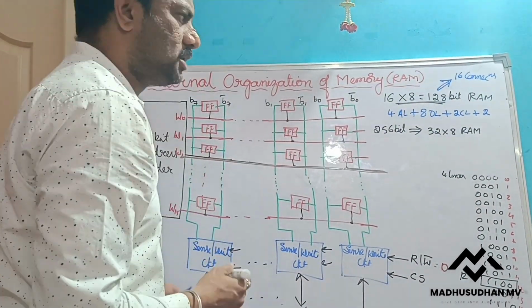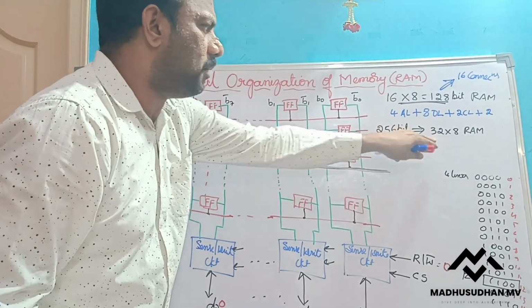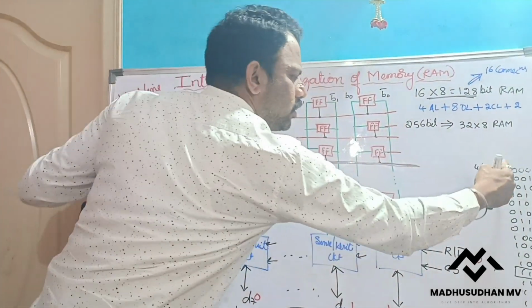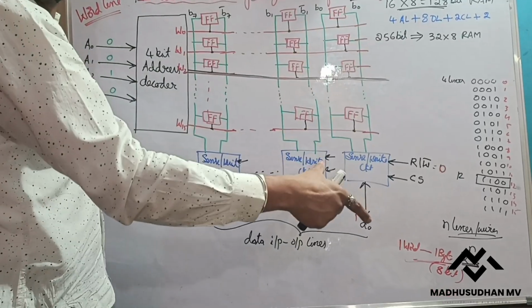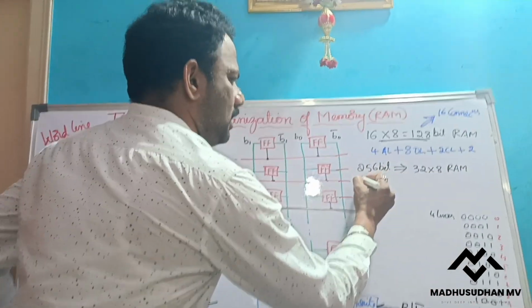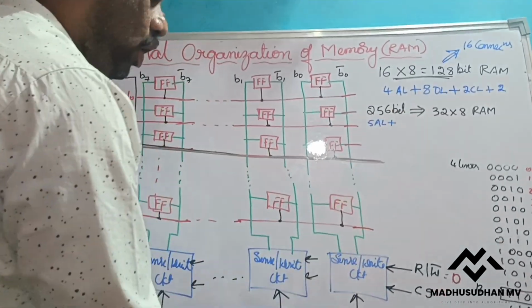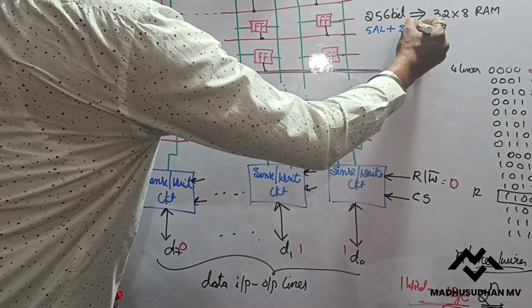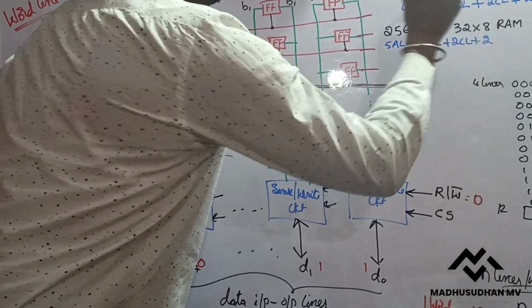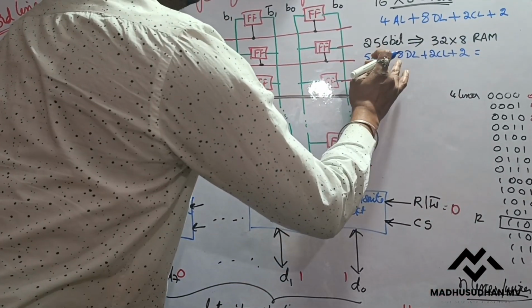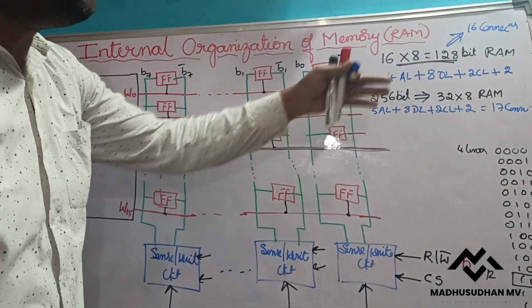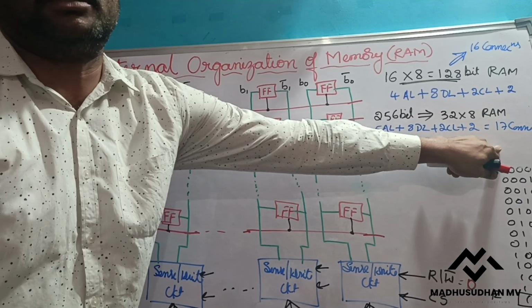Now for this, how many connections? 16 words means 4 address lines, 16 combinations. So 32 combinations means 2 to the power of 5 is equal to 32, so I need 5 address lines for this. 5 address lines plus the same 8 data lines, plus 2 control lines, plus 2 power supplies. So this is 17 connections. That means simply one more connection.